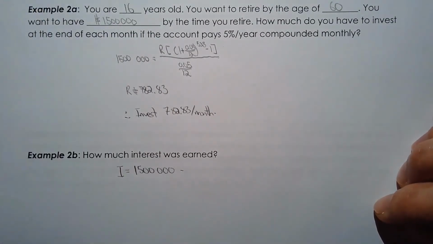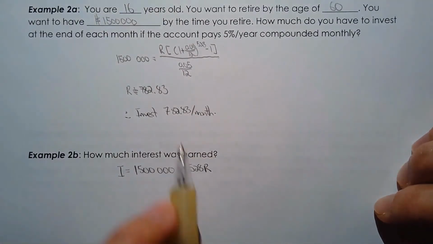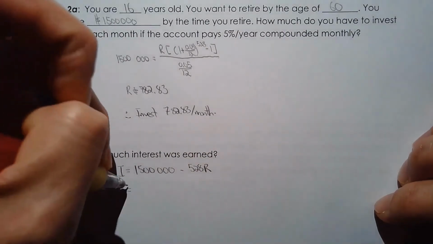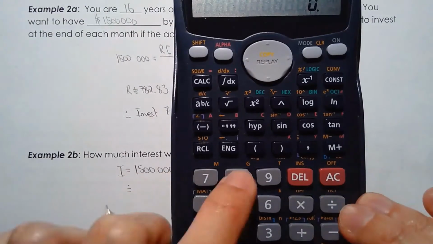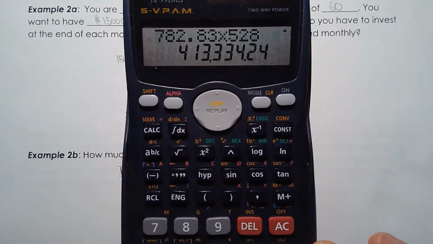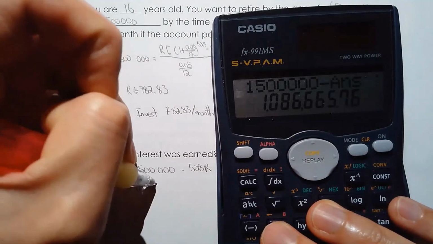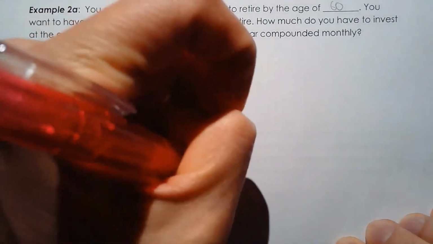528 payments of 782.83. Okay, 528 payments of 782.83. That's your money, and the remainder must be interest. Okay, so 782.83 times 528. So that's 413,000. Whoa. Which means $1,086,665.76. That is interest. Oops, I got so excited I wrote the wrong number.